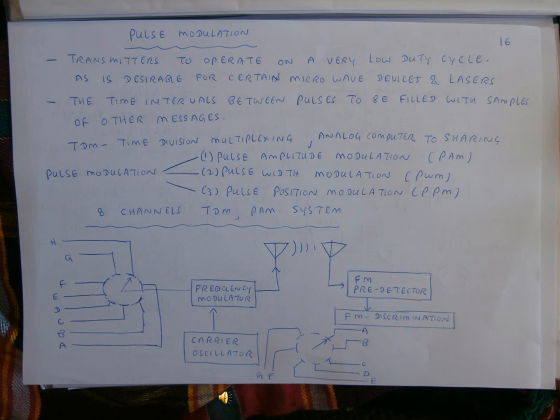The transmitted signals are received by the receiver, and then they pass through the frequency modulator predictor. Inside the frequency modulator predictor, it goes through the frequency modulator discrimination, and then passes through the final switching circuit. So this is the PAM, TDM, and the PBM. So PAM times modulators are time division modulation and pulse amplitude modulation.